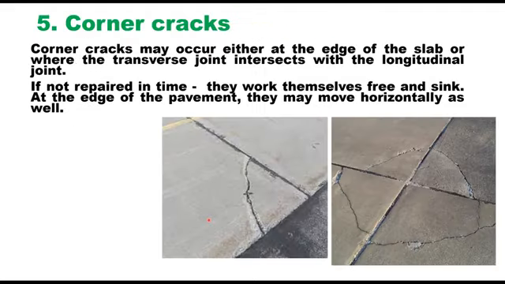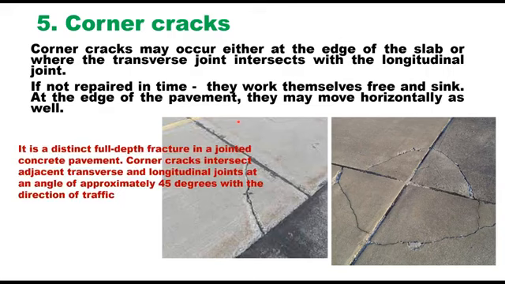Next is corner crack. Corner cracks may occur either at the edge of the slab or where the transverse joint intersects the longitudinal joint. And if not repaired in time, they work themselves free and sink. At the edge of the pavement, they may move horizontally as well. Now, it is a distinct full depth fracture in a jointed concrete pavement.